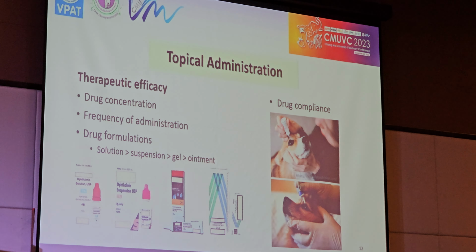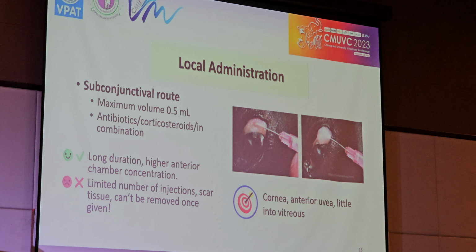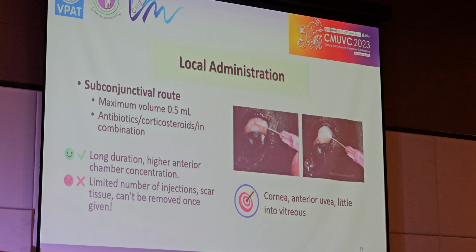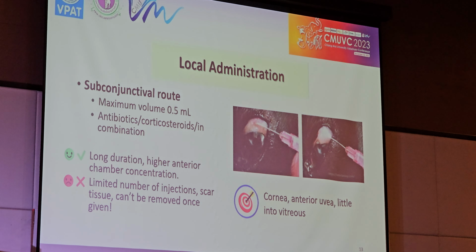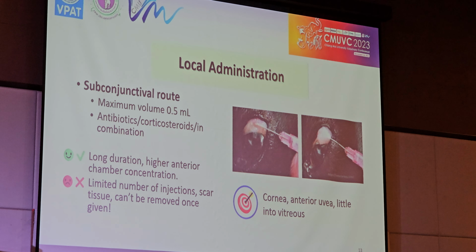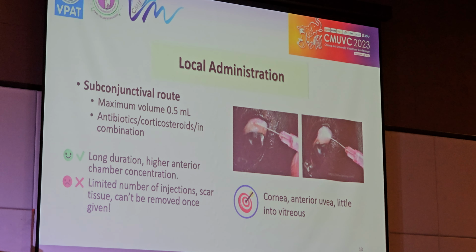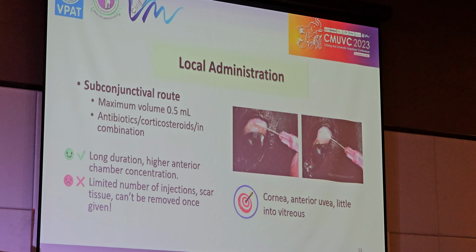For local administration, the subconjunctival injection of drug is performed under sedation or topical anesthesia, with a maximum volume not exceeding 0.5 milliliters for small animals. It is not commonly used but can be used for antibiotics, corticosteroids, or a combination. The drugs take effect by soaking through the sclera, entering the iris, ciliary body, and uveal tract, or they can leak out at the needle hole and soak through the cornea. The drug will reach the cornea, anterior uvea, and a little of the vitreous.